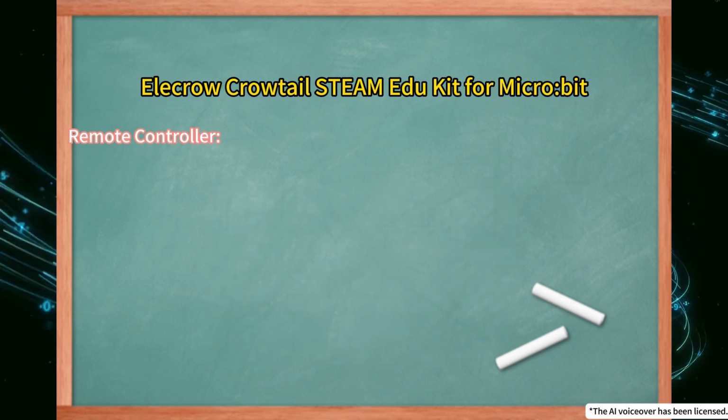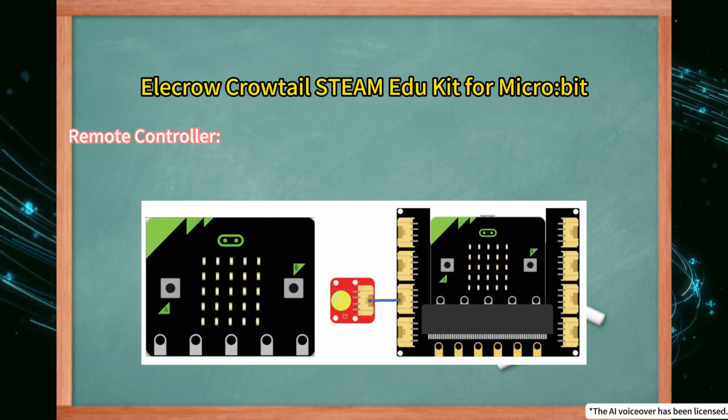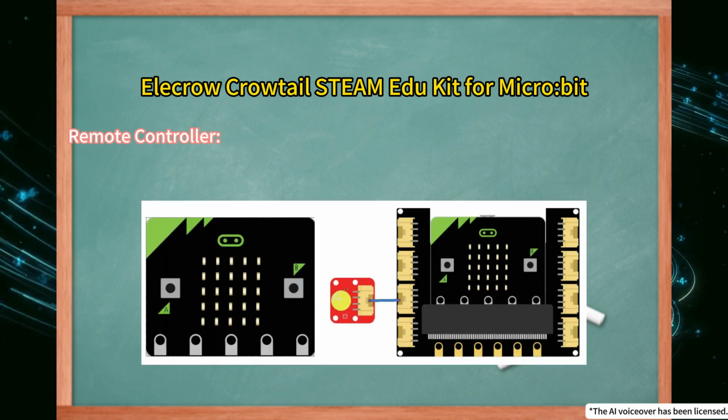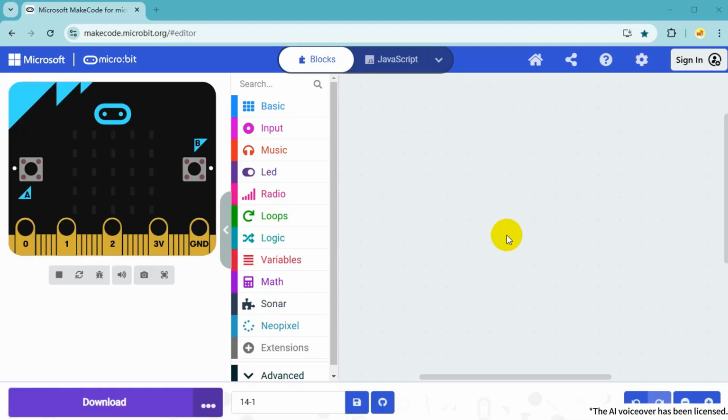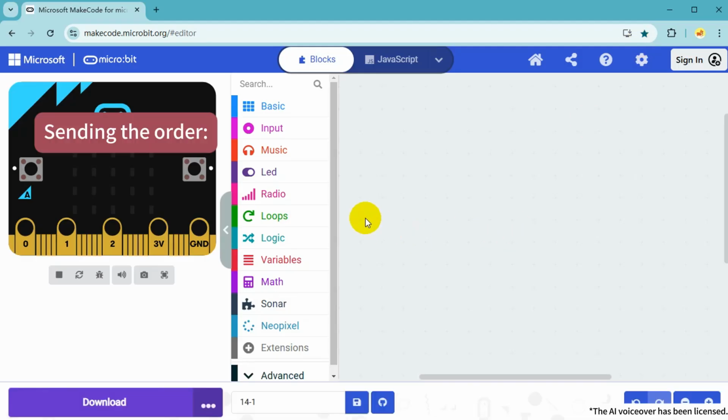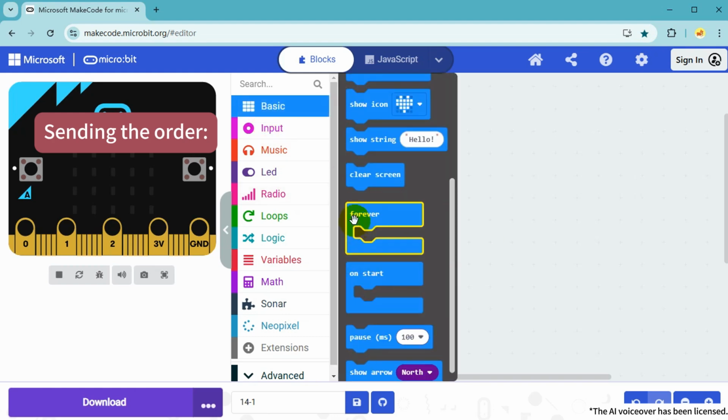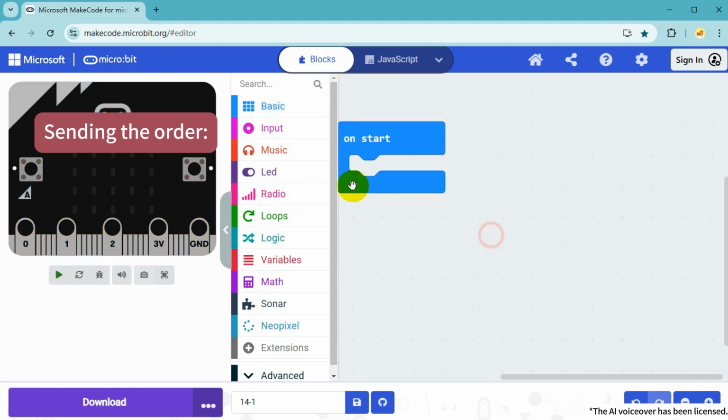First, we need to prepare the following components, all of which we have used in our previous projects, so we won't go into details here. Next, we will start writing the program. Open the MakeCode programming interface and follow the steps below.